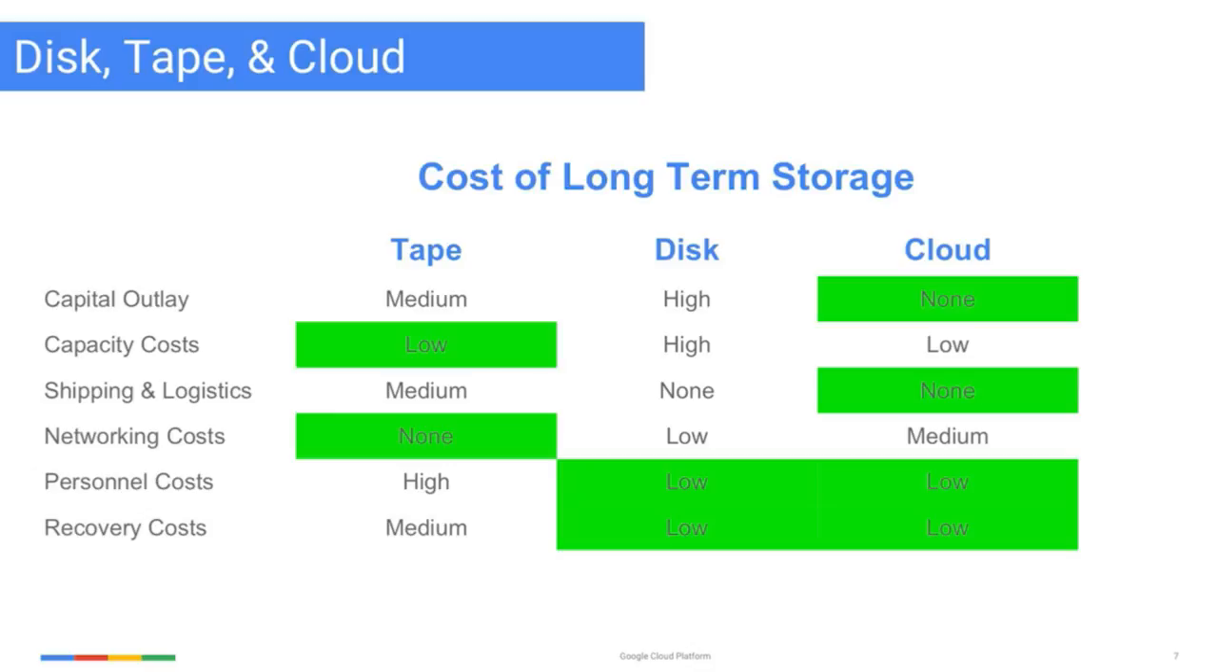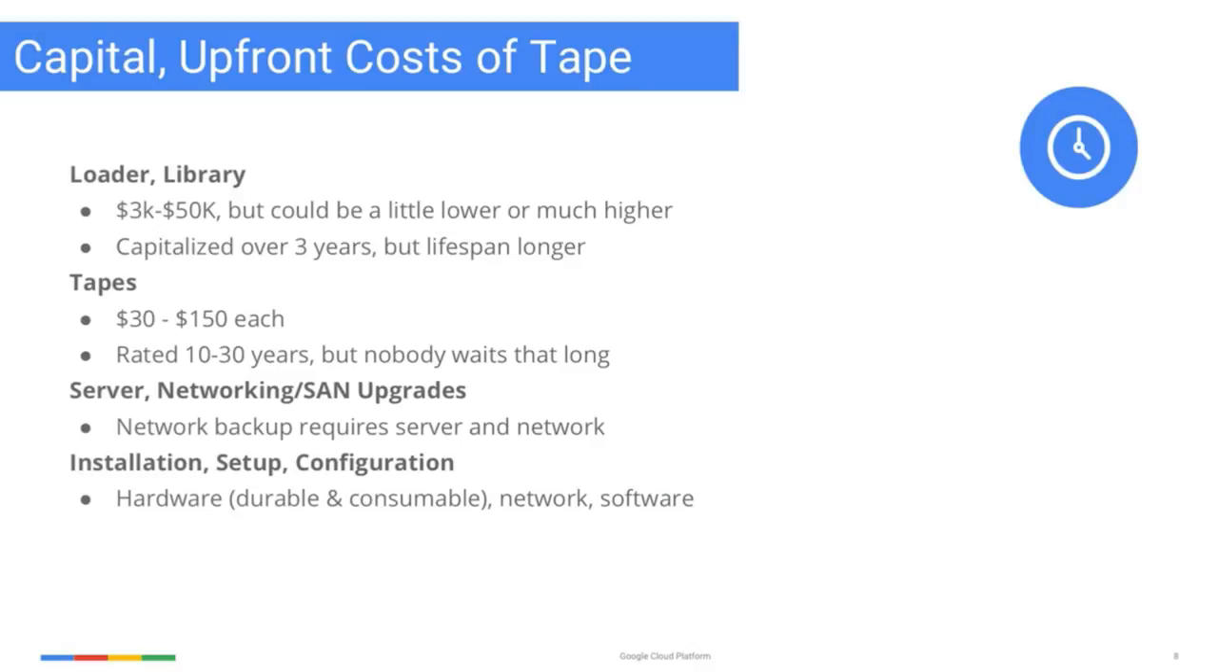But what I really want to focus on here are tape and cloud. There's been a lot of conversation on disk versus tape, and now I really want to talk about cloud and tape. So let's first go deep on the capital or upfront cost of tape. Now, if you use tape today, hopefully this will look familiar to you. The biggest upfront cost is buying your library, buying your autoloader.